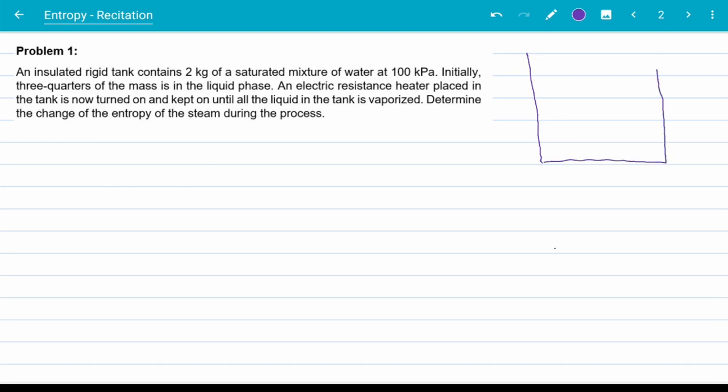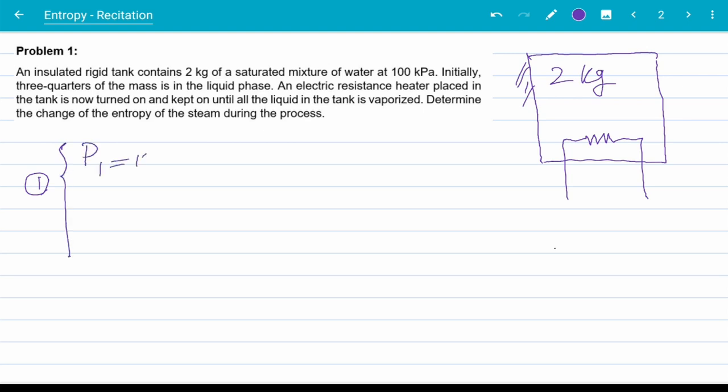So what we have is a tank like this. We also have a resistance heater inside. Now we know that 2 kilograms of water, saturated mixture of water initially, is contained in this tank. It is rigid and it is insulated. So we know that initially the pressure of the mixture is 100 kilopascals. We also know that the quality initially, because the problem specifically says that 3/4 of the mass is in the liquid phase, means that only 1/4 of it is in vapor phase.